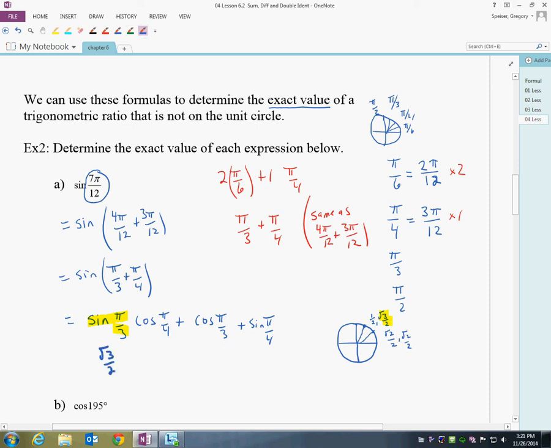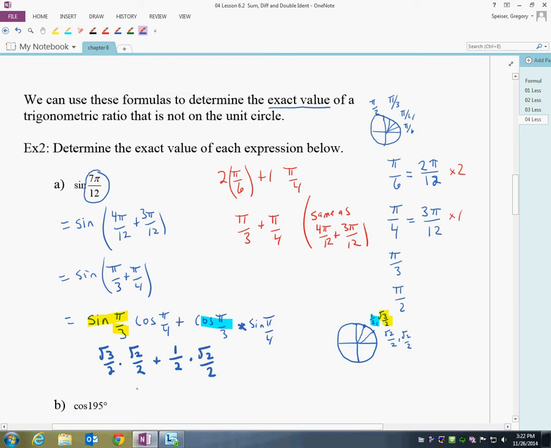The cos of pi over 4 is root 2 over 2, plus the cosine of pi over 3, which is my x value over here. That's going to be equal to a half. And then multiply, oh, I did a plus here, so it should be times the root 2 over 2.